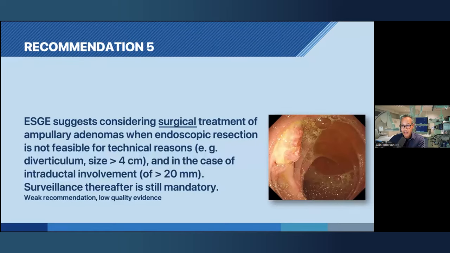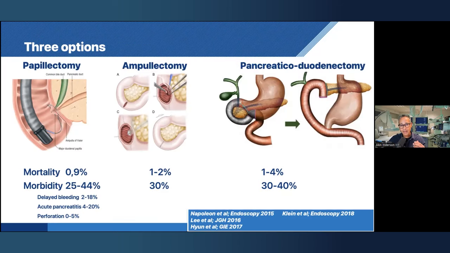So concerning recommendation number 5, ESGE suggests considering surgical treatment of ampullary adenomas when endoscopic resection is just not feasible for technical reasons. For example, when you have a lesion inside a diverticulum, or when it is over 4 centimeters in size, or when you have a lot of intraductal involvement over 2 centimeters, but still then you have to do surveillance afterwards. Well, for the treatment, you have 3 options.